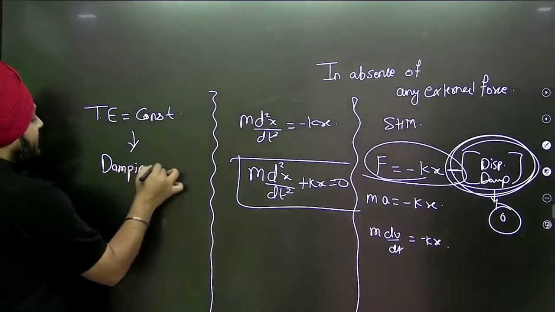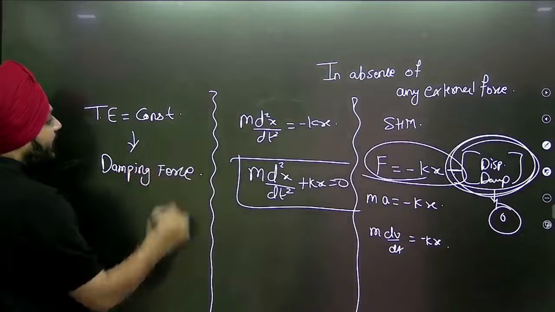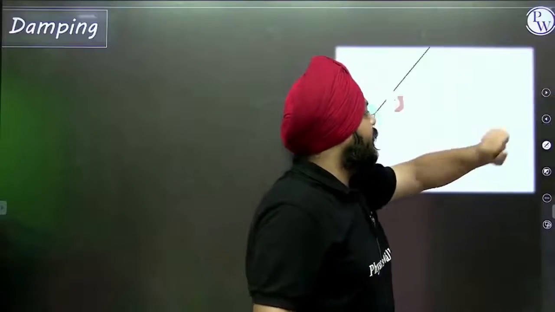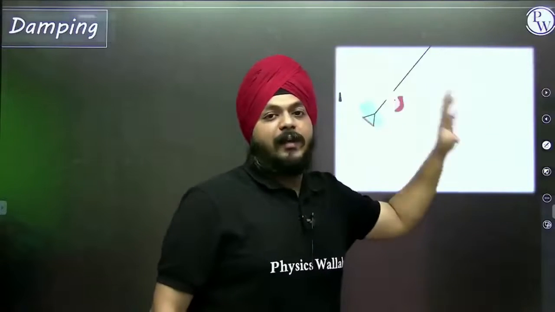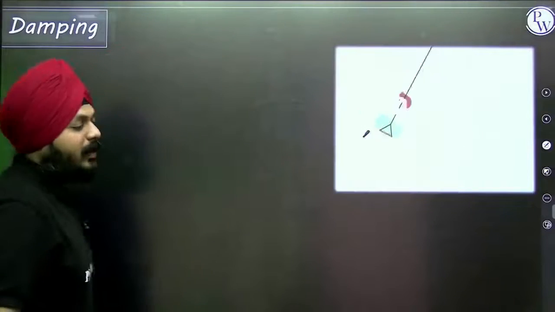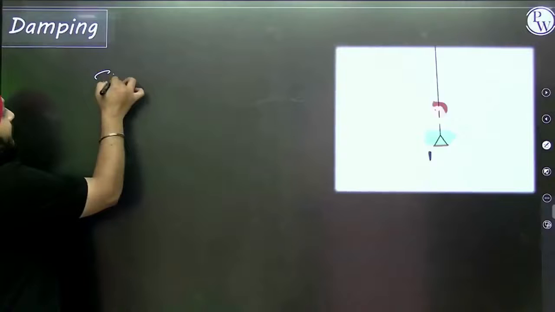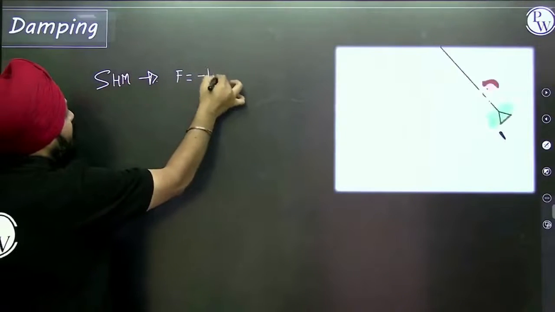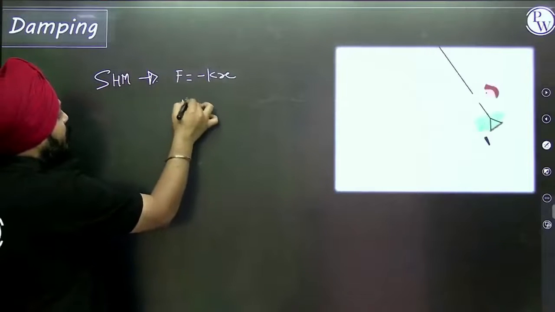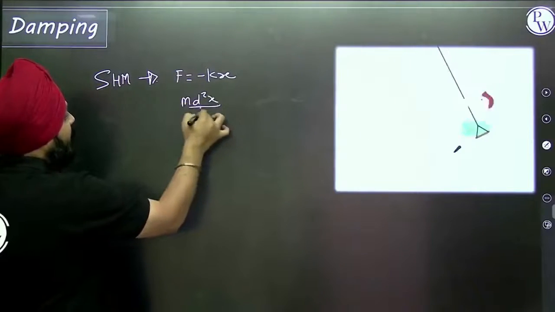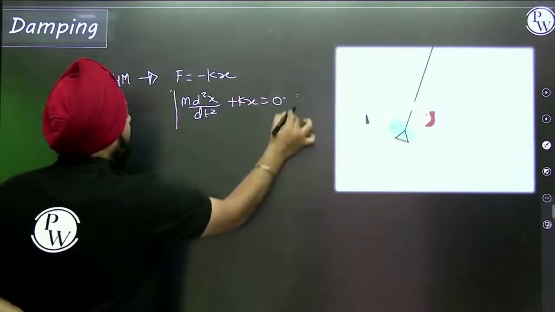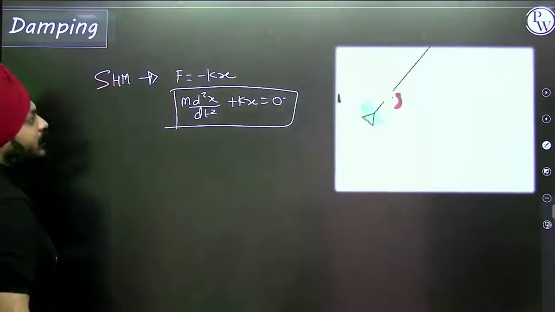Damping force. What does this damping force do? Let's analyze this example, the day-to-day life example of a swing. So in SHM, F is equal to minus kx, and the differential equation is m d square x by dt square plus kx, that is equal to 0. No damping force is present.